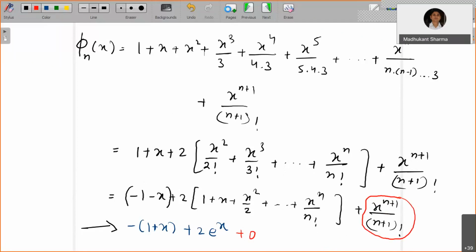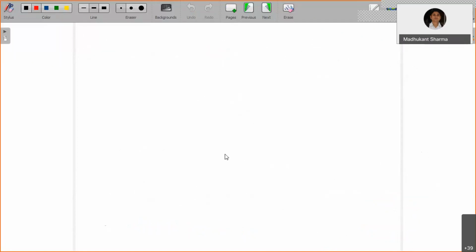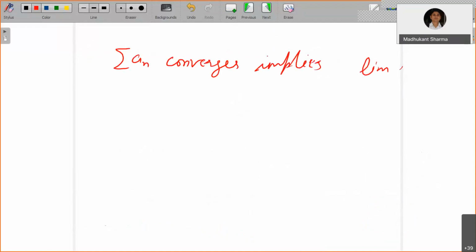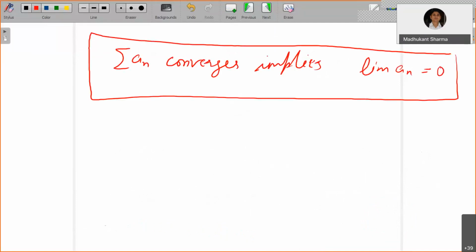So if you recall, summation an converges implies limit an equals 0 as n tends to infinity. And now you note that this summation x to the power n plus 1 by n plus 1 factorial is nothing but e to the power x. It's a part of this.